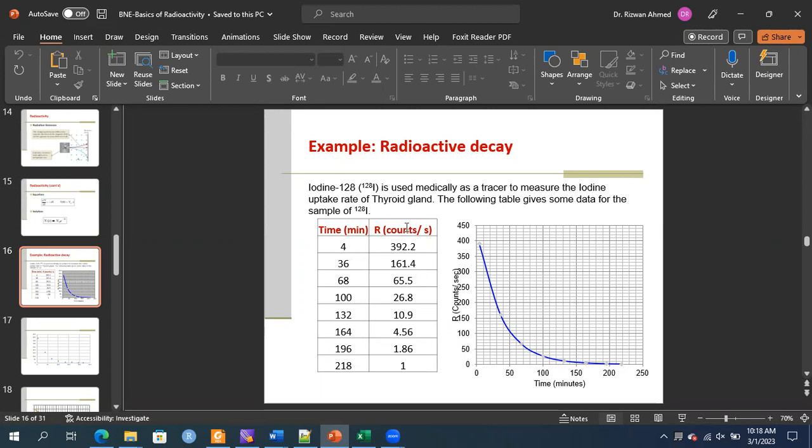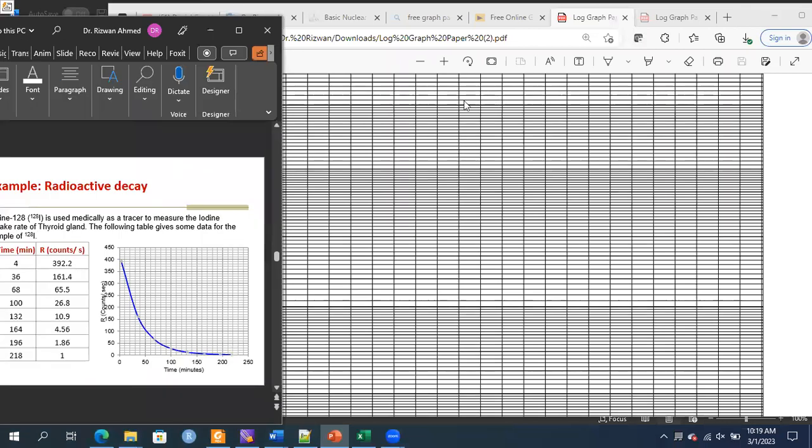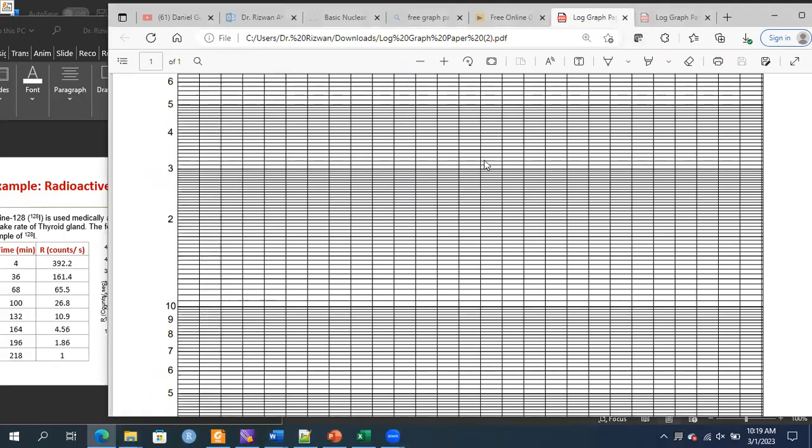The y-axis, the counts axis, will be logarithmic. So let's see the values. These values are up to say 400, and they go down to 1. So 1 to 400. Okay. And the x-axis is from 4 to say 250. So let's set the scale on the graph paper.